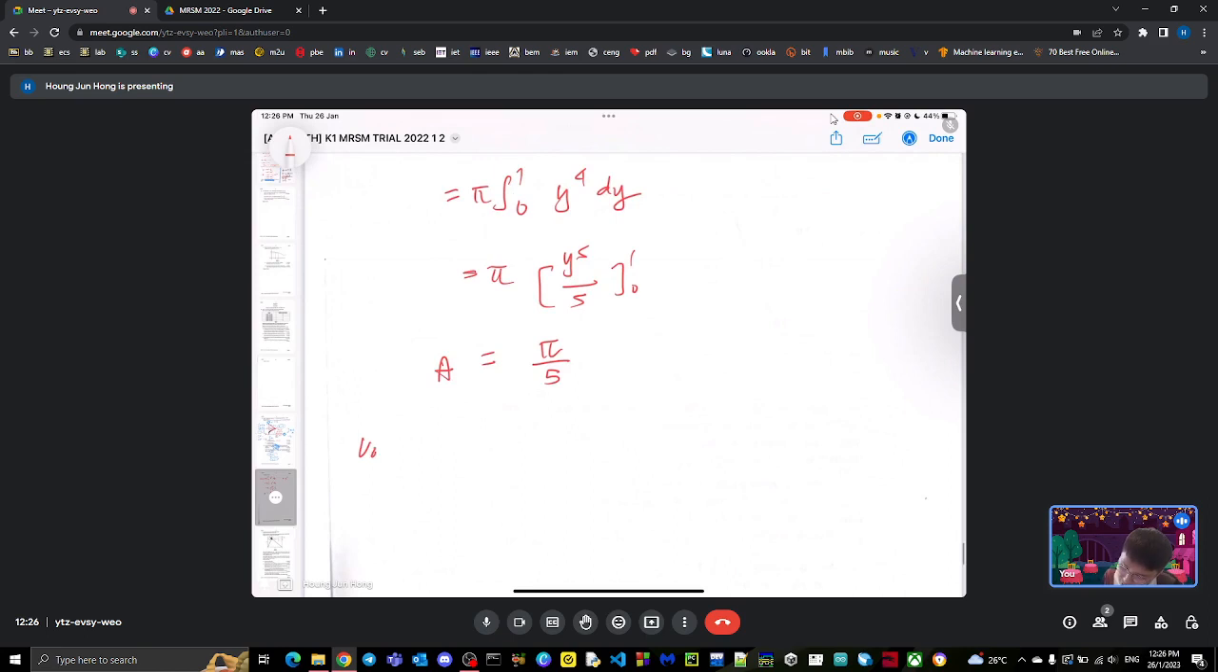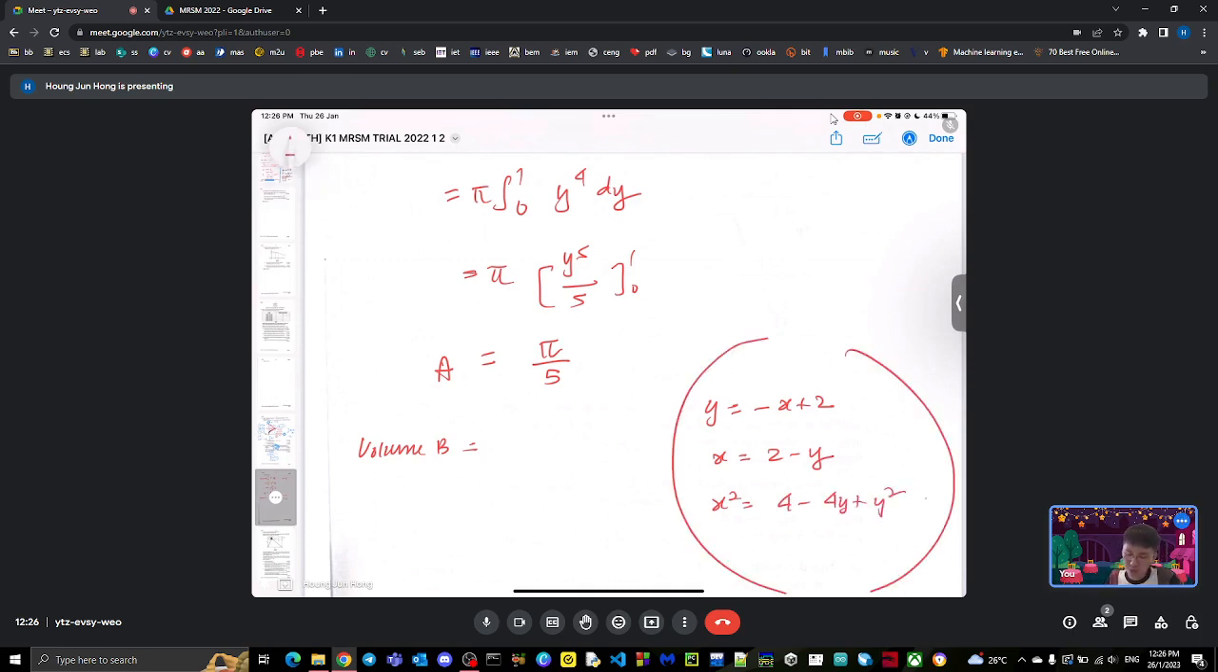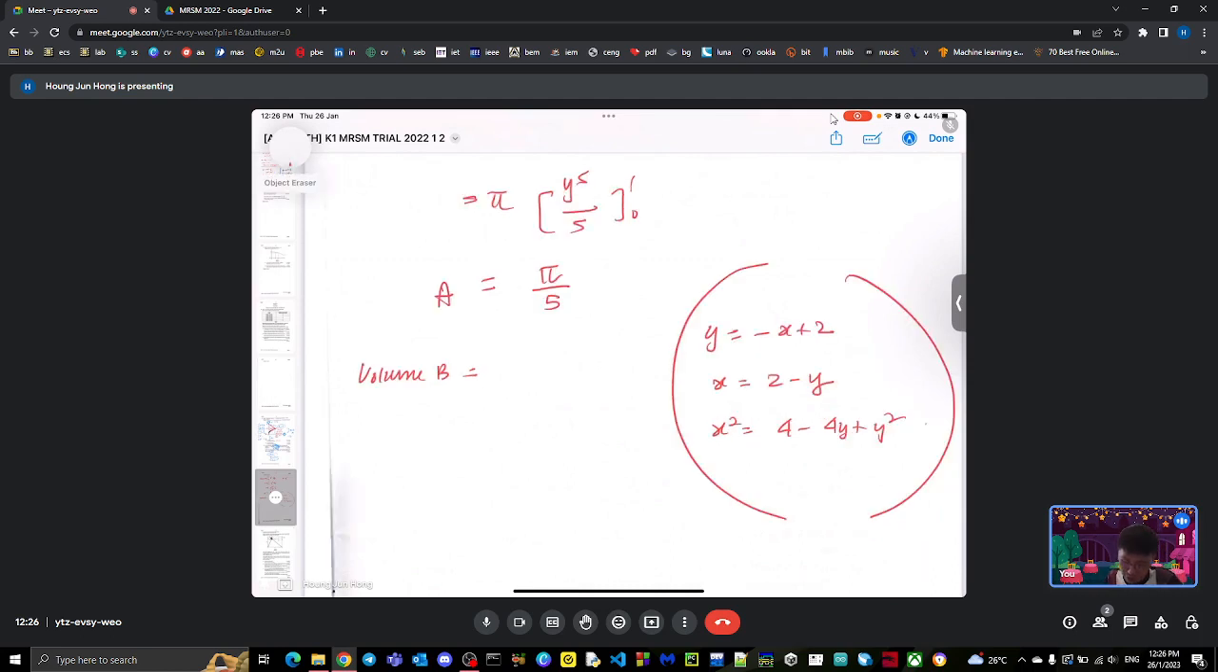Now the volume for B is also the same thing. We have the equation y equals minus x plus 2, so x equals 2 minus y. And then x squared equals 4 minus 4y plus y squared. This one you just try to simplify yourself. I'm making it really quick because I don't want to waste too much time.